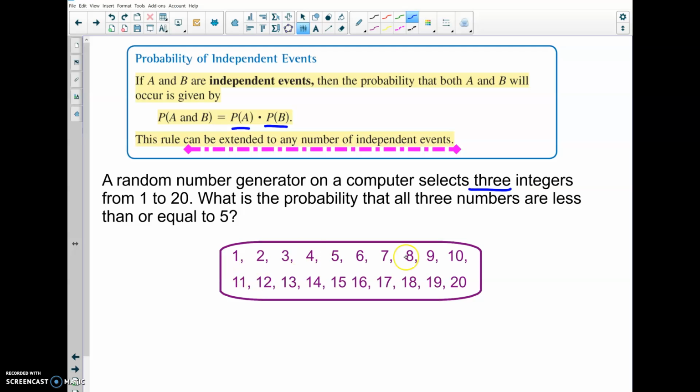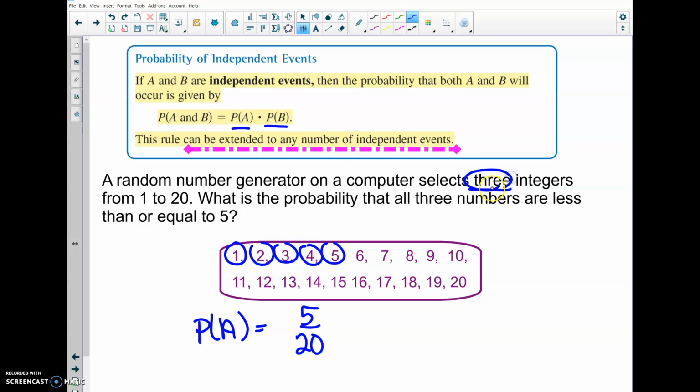So here's the numbers 1 through 20. What's the probability of selecting one number that is less than or equal to 5? Well, we have 1, 2, 3, 4, 5 numbers less than or equal to 5 out of the total 20. So the probability of the random number generator selecting one integer less than or equal to 5 from the numbers 1 through 20 is 5 over 20, so 1/4.